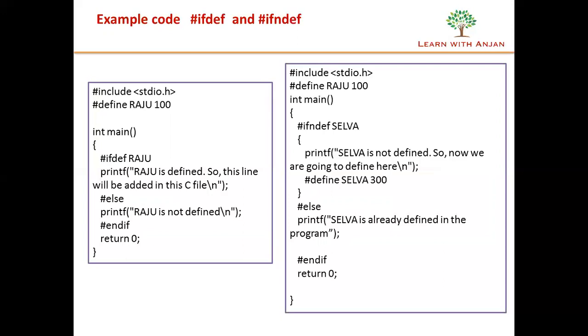And there is also another clause, #ifndef. It is true when the particular word is not defined. So here Selva is not defined, so this condition is true. The control will go to this block. It will printf Selva is not defined. So now we are going to define it here. Then I am defining Selva as 300. So if you are working through several files and if one word is not defined, then you can check that and you can define it in your file.